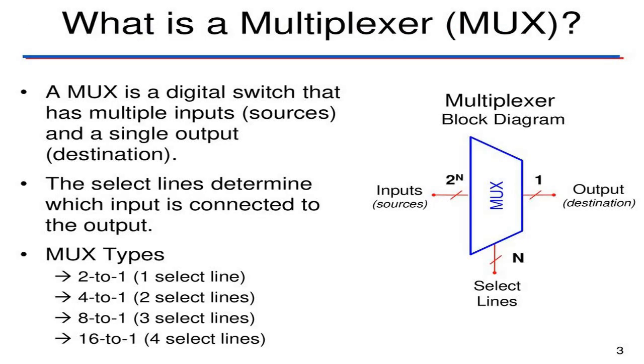So what is a multiplexer? A multiplexer is also called a MUX. A multiplexer is a digital switch that has multiple input sources and a single output. The select line determines which input is connected to the output. There are different types of multiplexers: a 2-to-1 multiplexer, which has one select line; a 4-to-1 multiplexer, which has two select lines; an 8-to-1 multiplexer, which has three select lines; and a 16-to-1 multiplexer, which has four select lines.